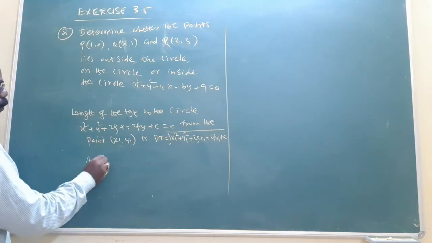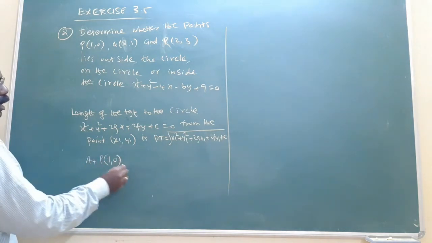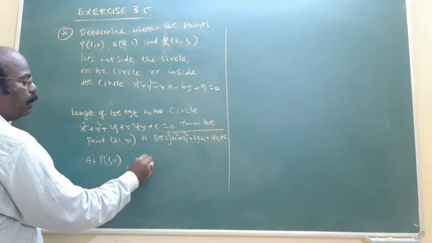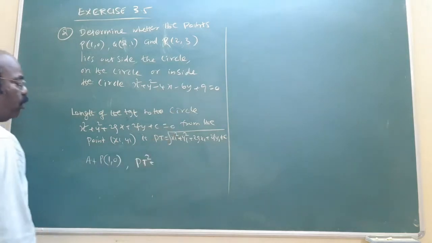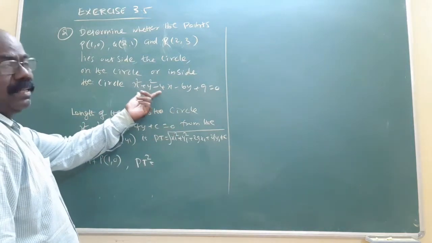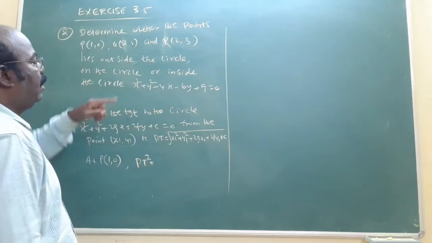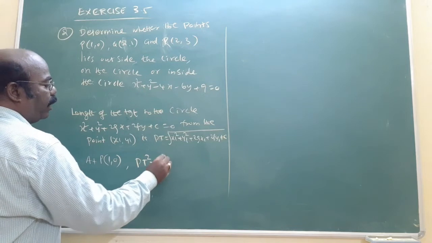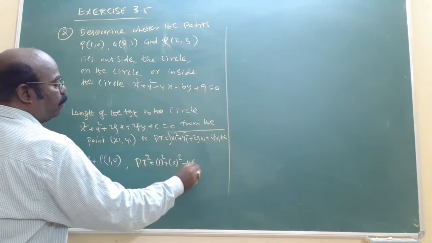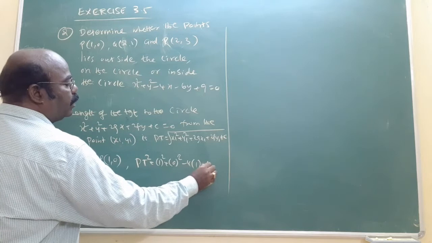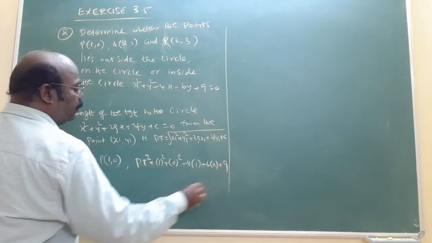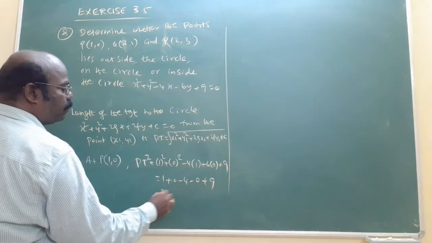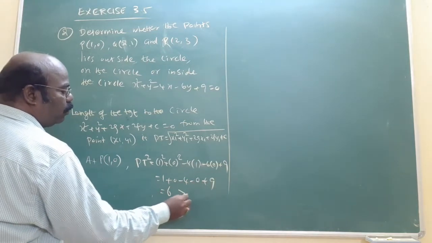Now, the first point is P of 1, 0. What I told you: PT equal to this one. PT square is without the square root. This is the circle, mind it. Replace x by 1, y by 0: 1 square plus 0 square minus 4 into 1, minus 6 into 0, plus 9. Am I right? 1 plus 0 minus 4, 0 plus 9. That is 6, positive.